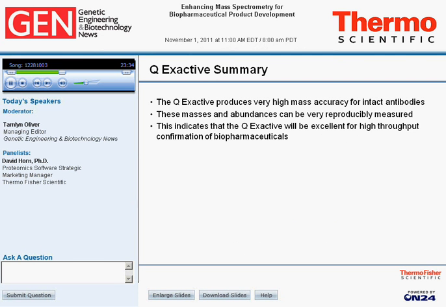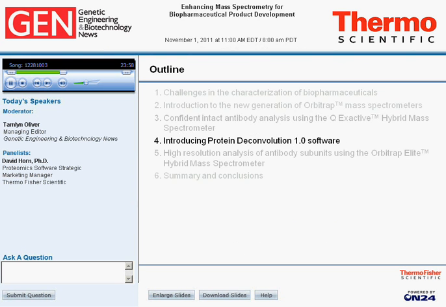So in summary, we think that the Q-exactive produces extremely high mass accuracy for intact antibodies. Not only high mass accuracy, but really clean, high-resolution spectra. These masses and abundances can be very reproducibly measured for the sample from run to run, and this indicates that the Q-exactive will be an excellent instrument for high-throughput confirmation of intact biopharmaceuticals. Next slide, please.